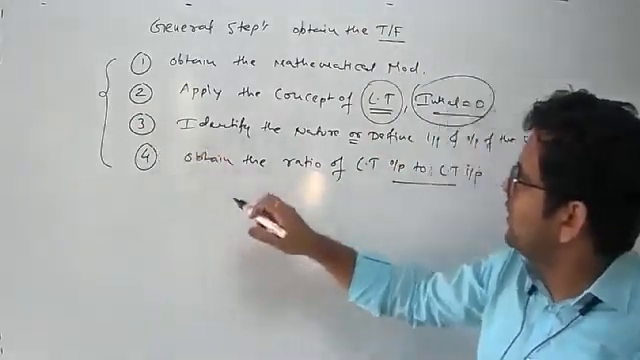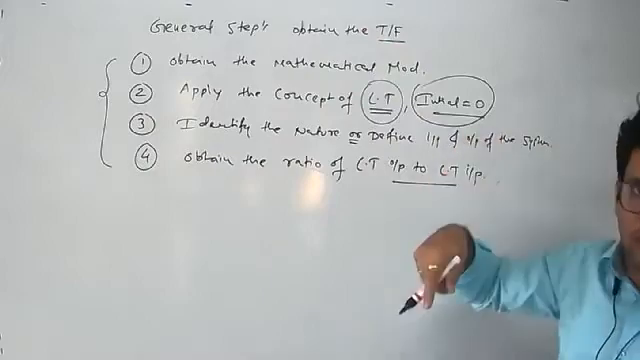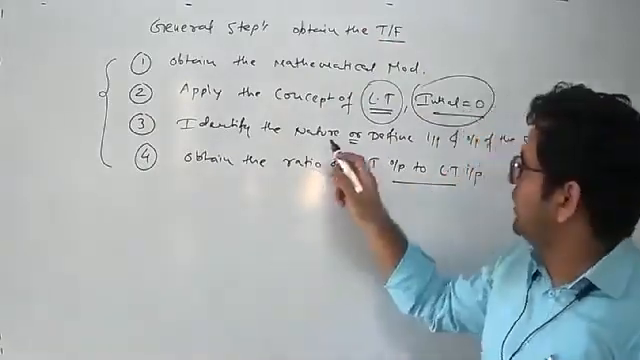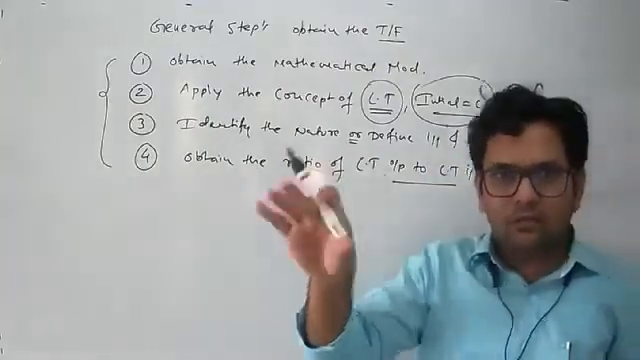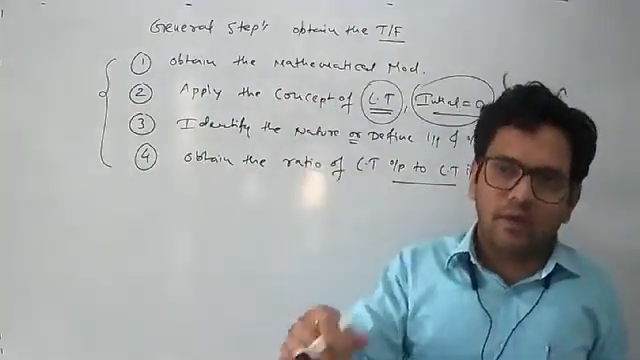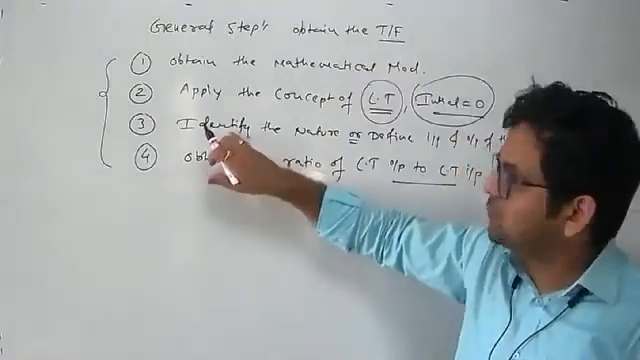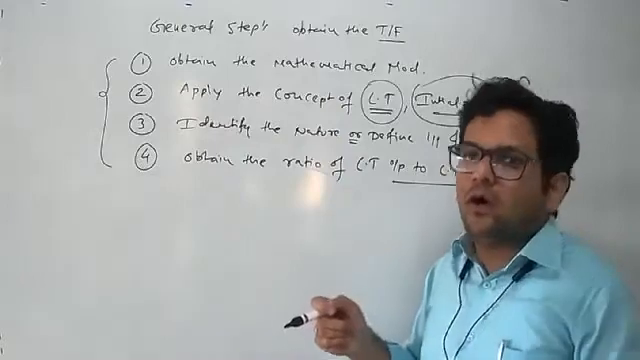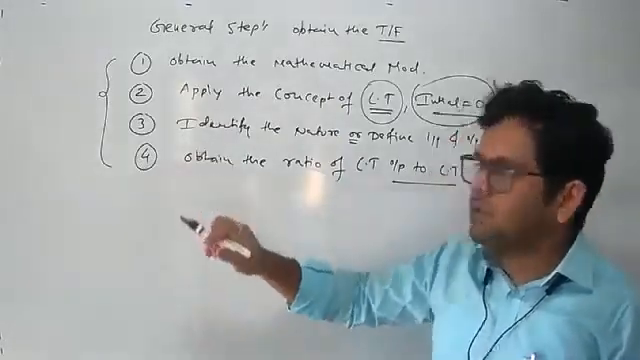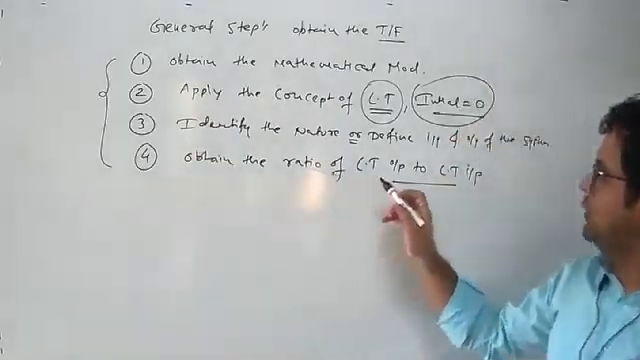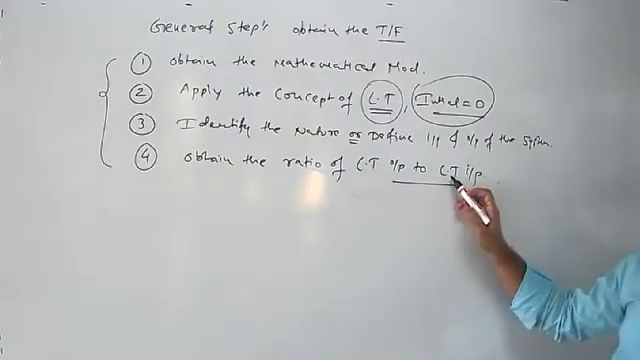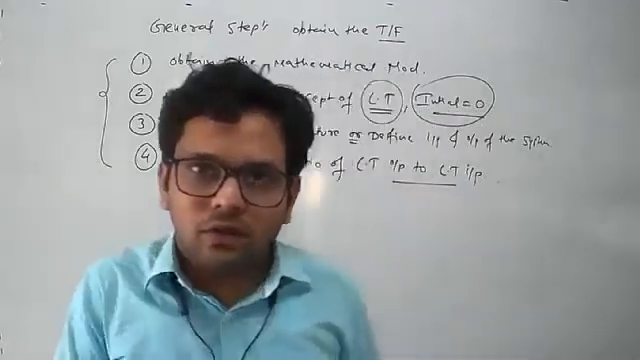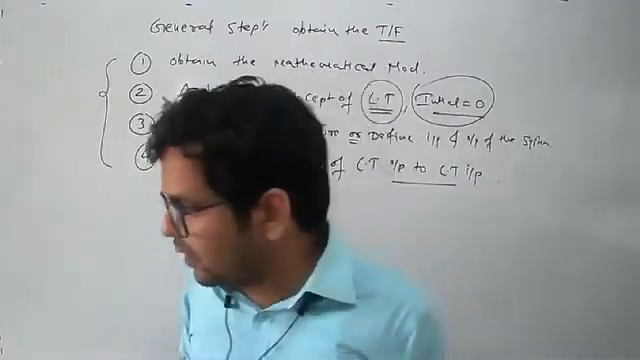Then step number 3, we need to identify or define the input and output. In 99 percent of cases, the input and output of a given circuit are by default defined in the circuit itself. But if it is not, then in that case we need to specify what the input of the circuit is and at which particular point we will take the output. And then in step number 4 we need to obtain the ratio between Laplace transform of output and Laplace transform of input, which is nothing but the overall transfer function of a given control system.